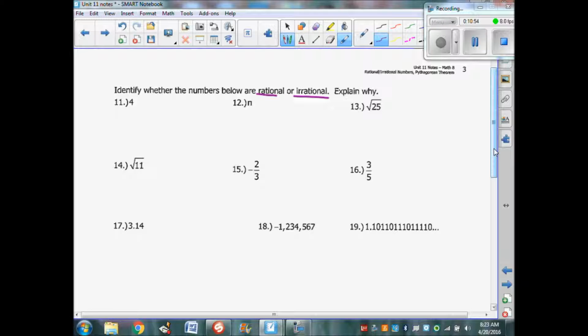So number 4. Who can tell me? Here it is. Number 4 was rational. Rational, and why is it rational? Rational because we can make a fraction. Okay, I'm not going to write all these. R is for rational. Okay, we'll let you guys do that. And I is for irrational. Okay, the explain I'm going to have you guys just verbalize.